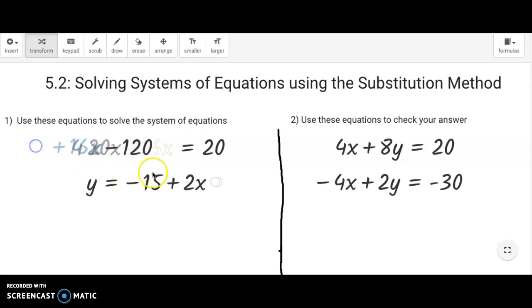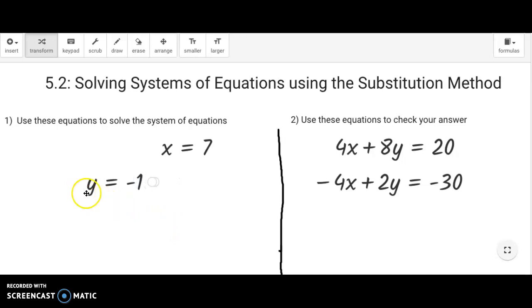So your math and your numbers might look a little bit different on the way, but your answer should be the same. So I got x is 7 the first time I did it. I got it the same here. If I put this 7 back into this problem, then I get that y is negative 1. So the answers are exactly the same.